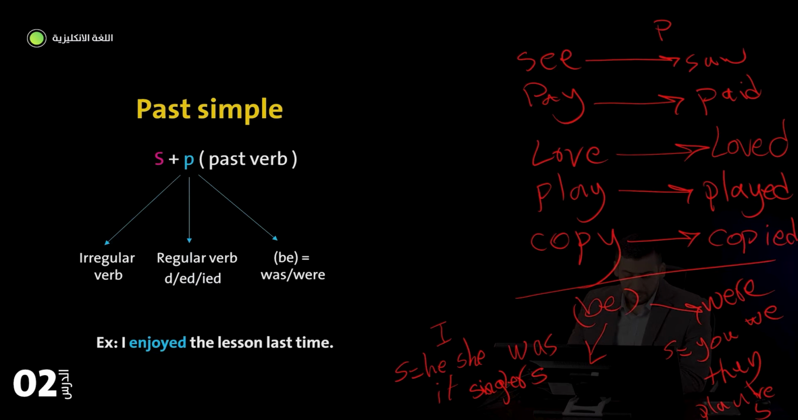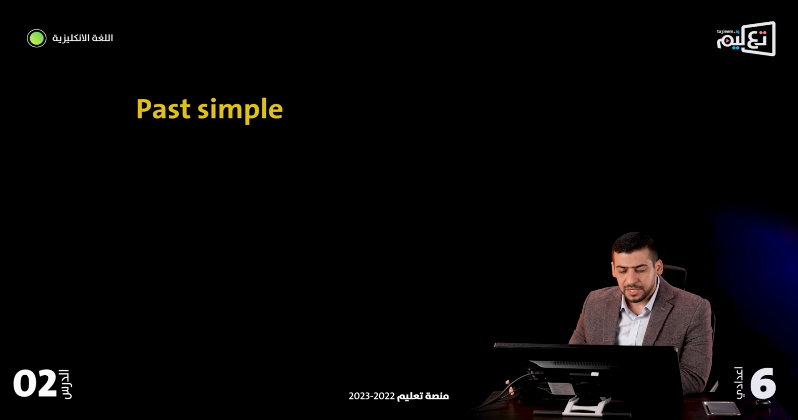Example for this form: I enjoyed the lesson last time. As you can see now, we have a subject, which is I, and then the P, or the past form of the verb, enjoyed. Let's take the other case, which is the negative situation.